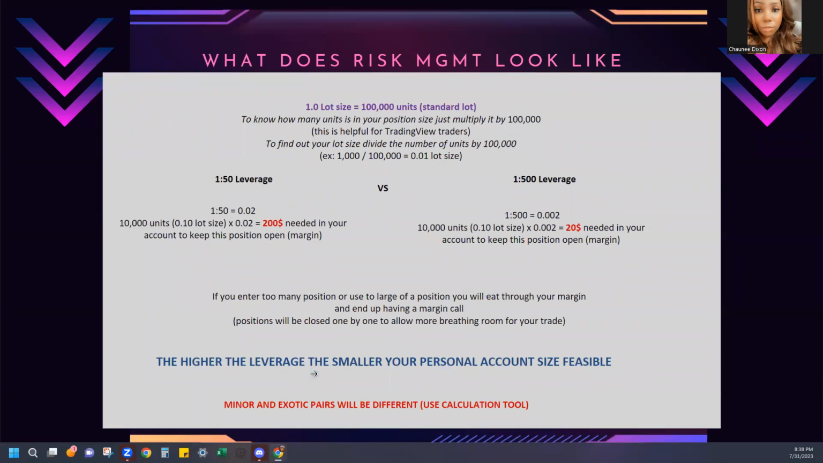Also, this formulation is based on major pairs. So anything that's attached to a USD, that's what this formulation will matter for. But if you're dealing with minors or exotic pairs, the calculations will differ. Some will take up more margin than others. So in that case, you would want to use a position calculation tool, and we'll get into that too.